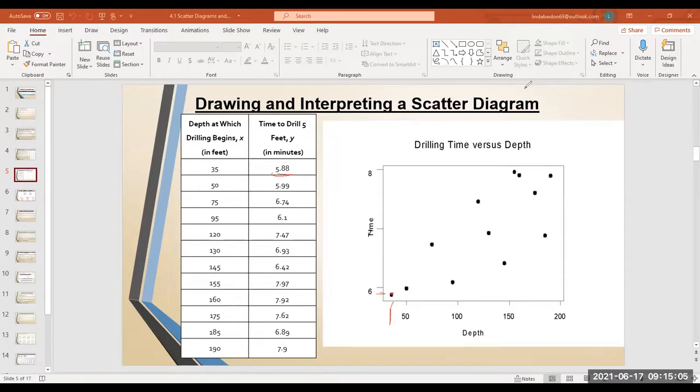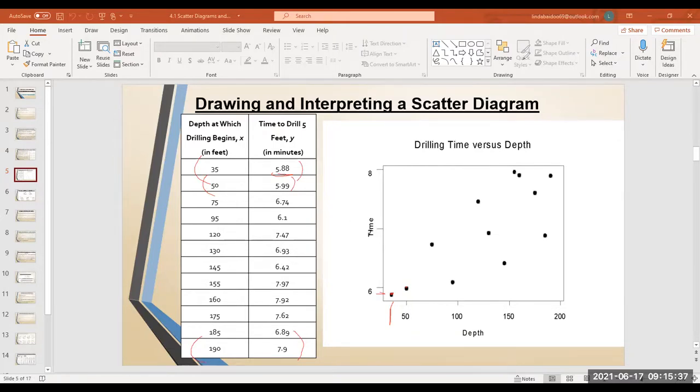The second one is 50 and 5.99, which will be a little below 6. And then this is 75, which will be midway between 50 and 100, and it has 6.47, which is below 7. So you do it for all of them, from the first point to the last point. When I say a point, you have x and y, all the way to the end. So this is the scatter diagram which corresponds to this data.